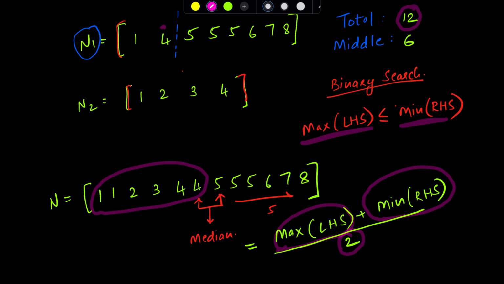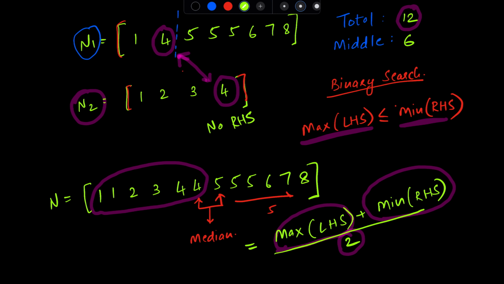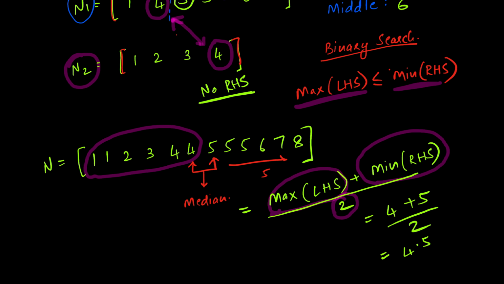The max of LHS is between 4 from N1 and 4 from N2, based on the partition that we have drawn. Between these two numbers, the max is 4. And for RHS, as there is no RHS on N2, the value will be between 5 and infinity. So 5 is the minimum. So on the right hand side, we'll get 5. So the average is between 4 and 5, giving us the total 4.5.